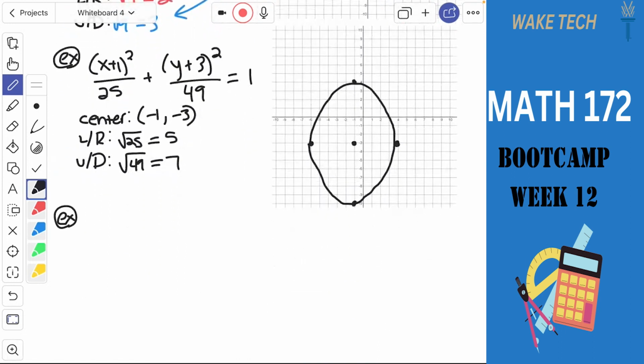Okay, we'll try one more of these, and I'll give you some time to go from beginning to end. So identify the characteristics and then also create the graph.